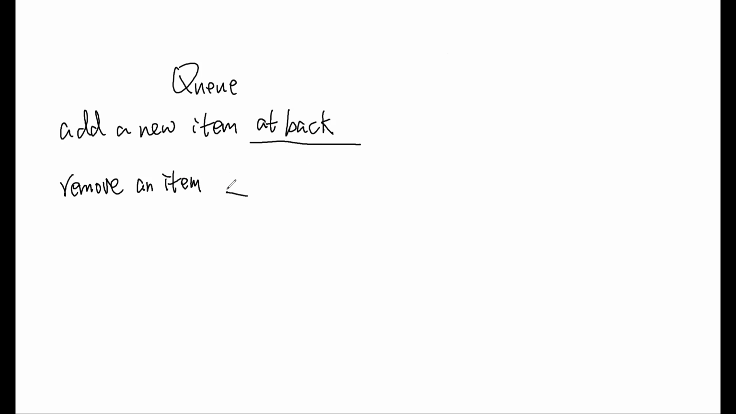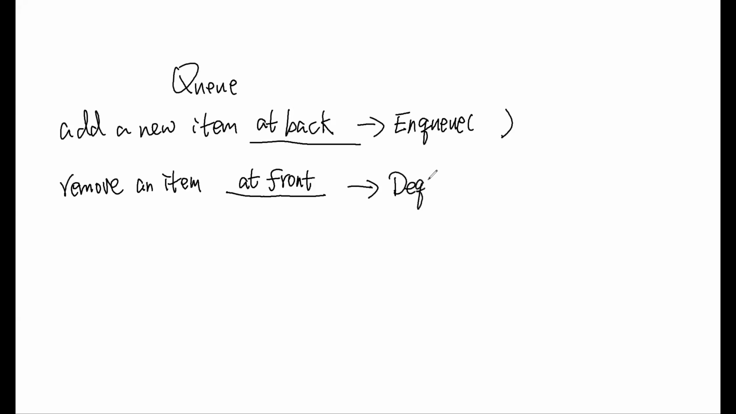Whenever we remove, where do we remove? We remove at the front. And when we add a new item at the back, that special operation, we give it a name called what? Enqueue. And when we remove at the front, we call it what? We call it dequeue. Okay, so those are the two operations.